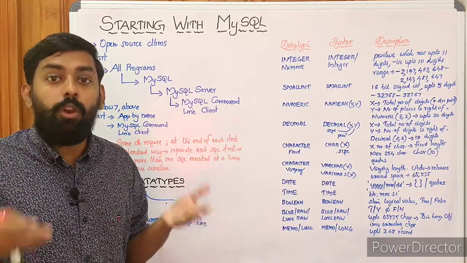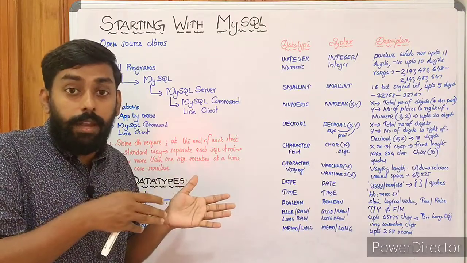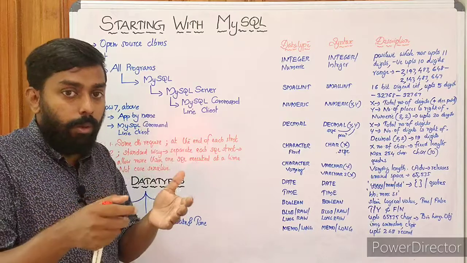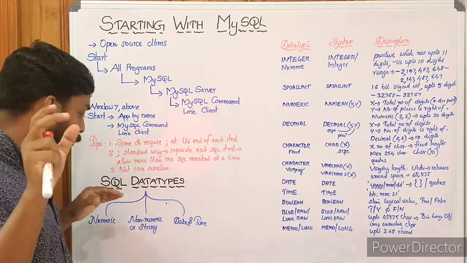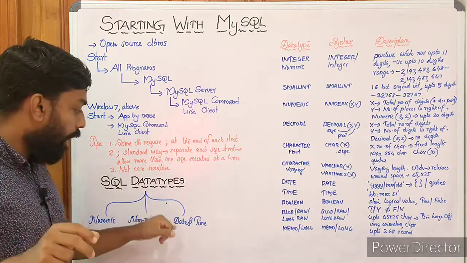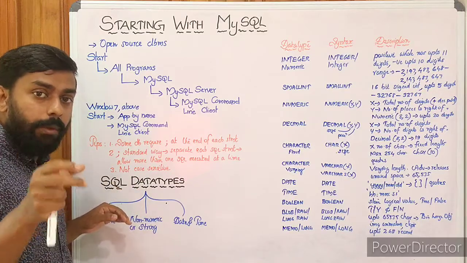Varying character type. Your marks, your date of birth, it must be of what type? Date type, right? Yes. So these are some of the data types we are going to look at. SQL data types can be classified into three: numeric, non-numeric (or string), and date and time. These are the three main data types available in SQL.